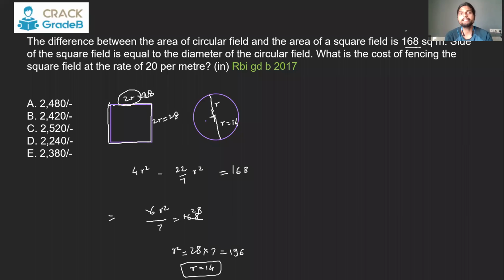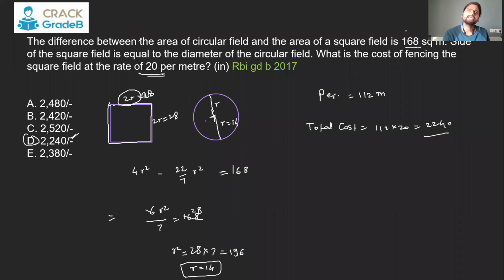The perimeter will be 28 into 4. That is 112. So the perimeter of the square is 112 meter. If you have the cost of 20 rupees per meter, so the total cost is going to be 20 times of this. Total cost is going to be 112 into 20. That is 2240. 2240 is the total cost. Option number D. Got this?